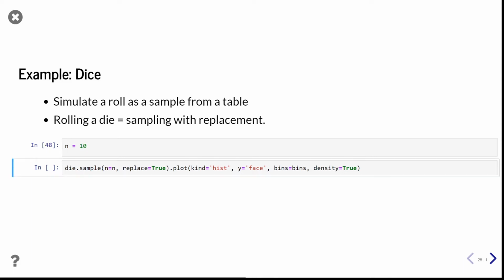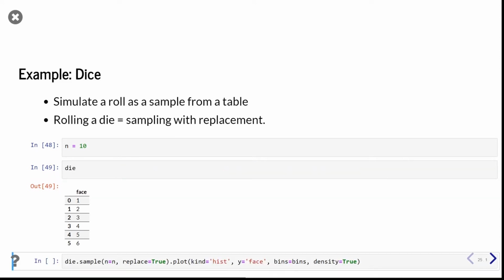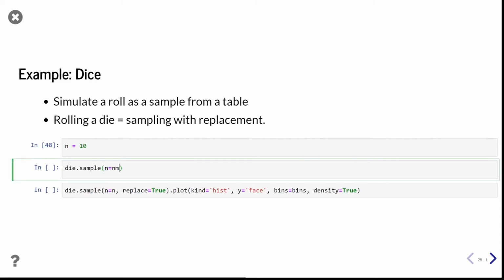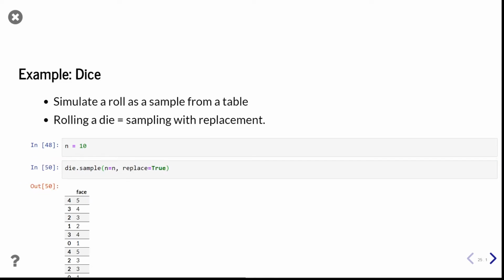I'm going to roll a die 10 times. And how I'm going to do this, remember I have the die table, and it has my population, and it has all of the possible outcomes. I'm going to sample 10 times with replacement. So rolling a die, by the way, is like sampling with replacement. After I get a number, I put it back in, so to speak, and I can select it again on my next die roll. So let's just run this bit of code here. Okay, so I get a table of results of die rolls. I got a 5 on my first roll, then a 4, then a 3, then a 2, then a 4, then a 1, and so forth.